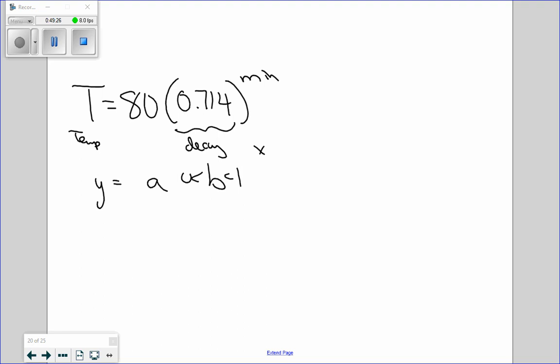Yes. Okay. So a child incorrectly determines that it takes 1.3 minutes for their hot chocolate to cool to a temperature of 24 degrees Celsius. Here's what they did. So they plugged in 24 here, and they went 80 times 0.714 to the m. Okay.